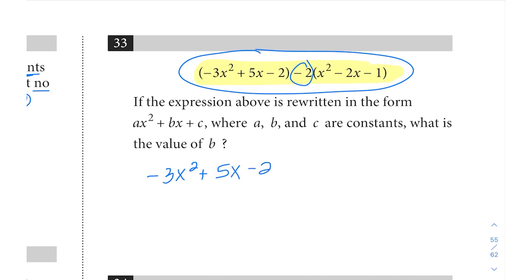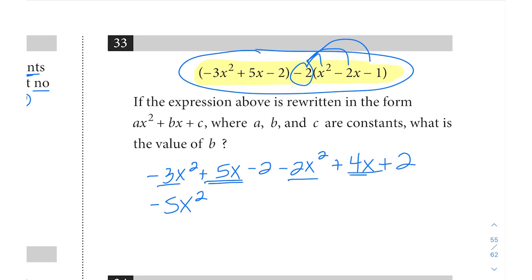So let's try that. Here we have negative 3x squared plus 5x minus 2. And then if we distribute that negative 2 to each term within that parentheses, this would be negative 2x squared plus 4x plus 2. Now we can combine like terms. Negative 3x squared and negative 2x squared gives us negative 5x squared. Positive 5x and positive 4x gives us positive 9x. And negative 2 and positive 2, those actually cancel out.